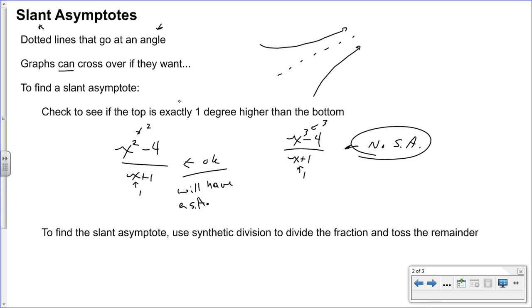Now, to find the equation for the slant asymptote, so we know exactly where and how to draw this line, you're going to use synthetic division, which I know you all know and love, to divide the fraction, and you're going to toss the remainder. The remainder is not going to matter one bit. All we're worried about is the polynomial that you get, not the remainder. Let me show you what I mean here.